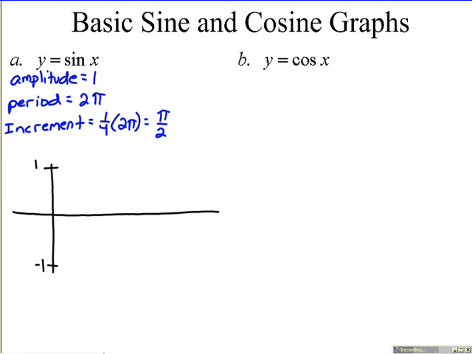Increment is pi over 2, so we start at 0 and we add the increment 4 times. 0 plus pi over 2 is pi over 2. Add the increment again. Pi over 2 plus pi over 2 is 2 pi over 2, which is pi. Add pi over 2 to that, we get 3 pi over 2. Add pi over 2 to that, we get 4 pi over 2, or 2 pi.